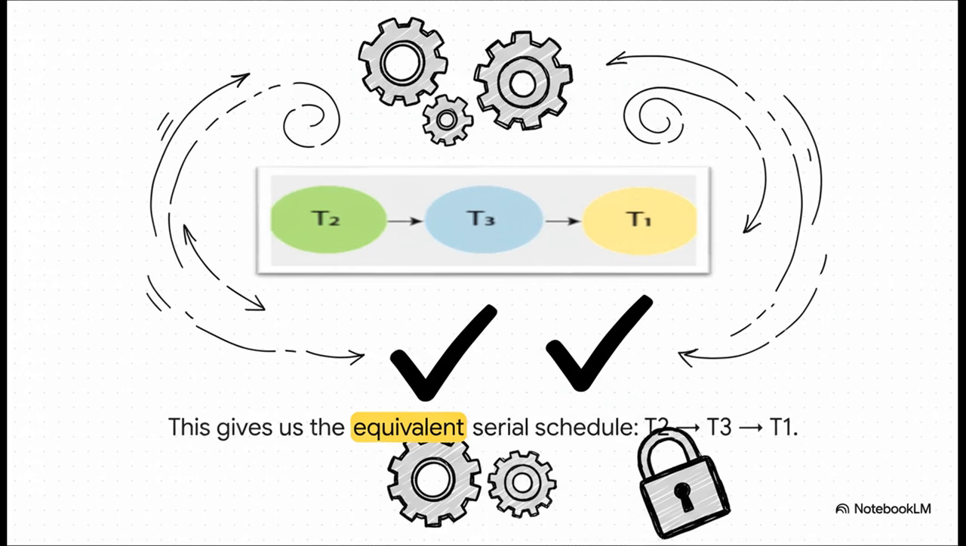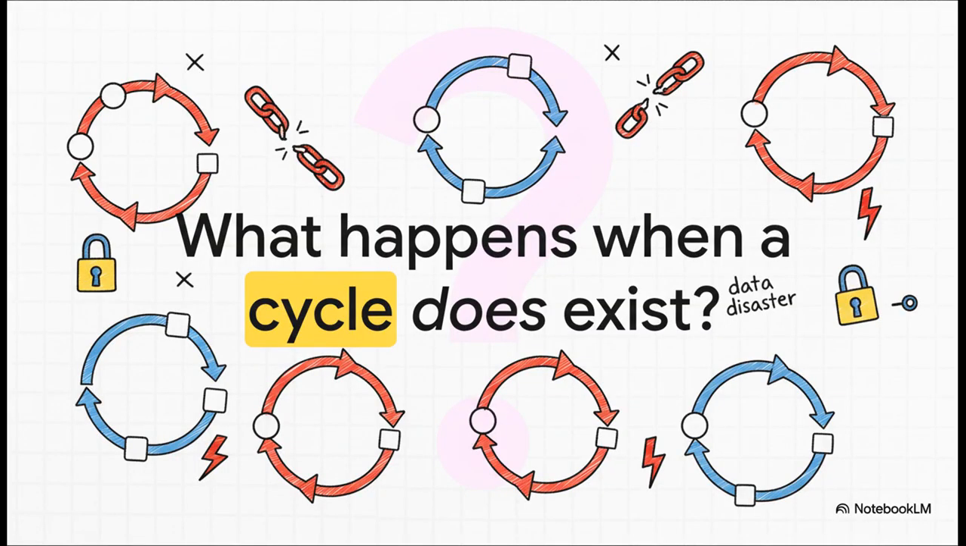Pretty cool, huh? So we solved this particular mystery. But this brings up an even bigger question, doesn't it? What happens if our graph does have a cycle? That signifies a really dangerous situation, basically a data disaster waiting to happen. And that's why real-world databases don't just check for cycles after the fact. They use really clever techniques like locking to prevent these cycles from ever even forming. But that's a whole other mystery for another time.